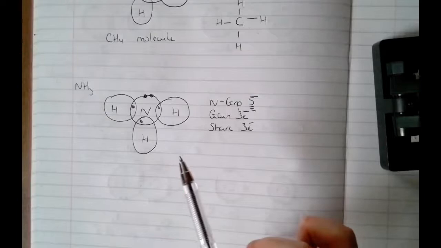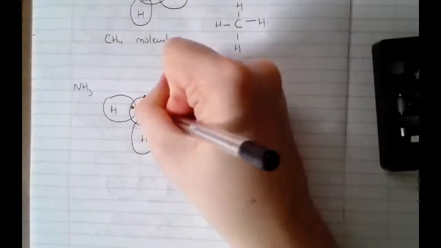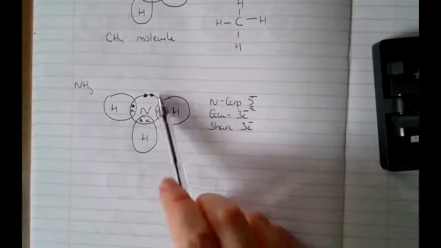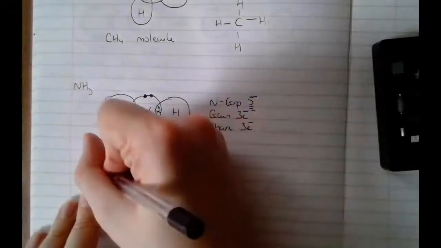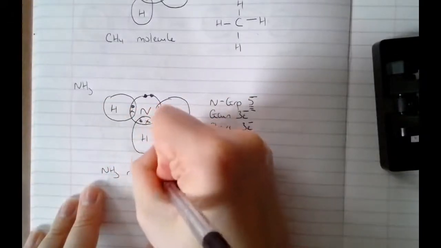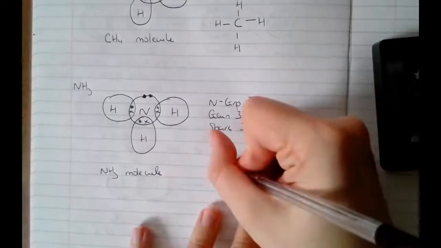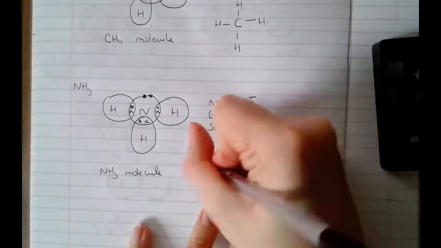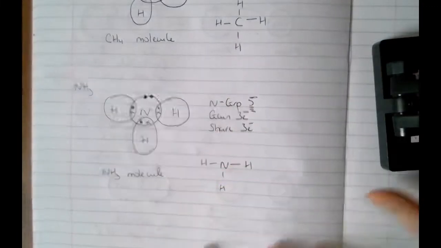Hydrogen, as we've already seen before, has got 1 electron. It wants to share it, so each hydrogen is going to share its electron with nitrogen. Nitrogen ends up with 2, 4, 6, 8, a full outer shell. Each hydrogen has 2 electrons, which is a full outer shell. And this is an NH3 molecule. Again, when all of these atoms covalently bond, we say it's called an NH3 molecule. It's a nitrogen with 3 bonds around it.